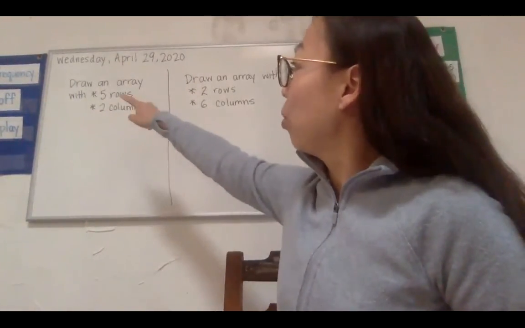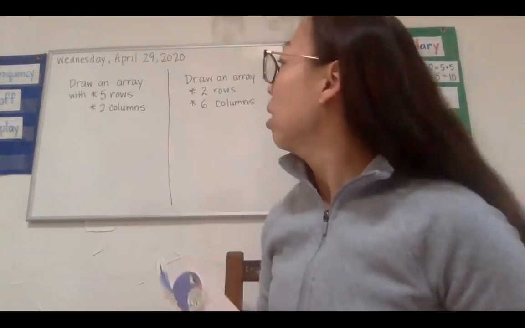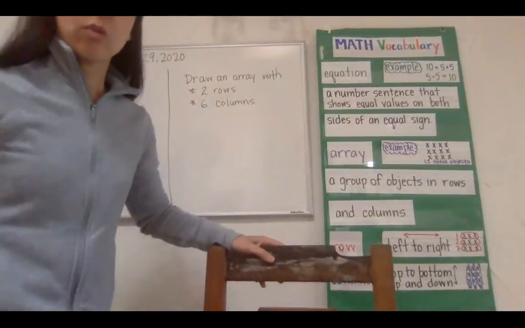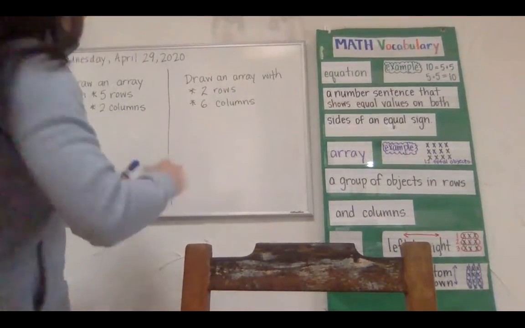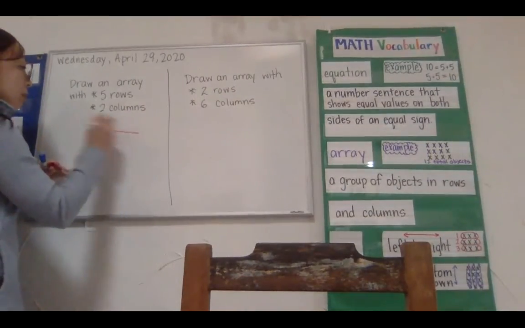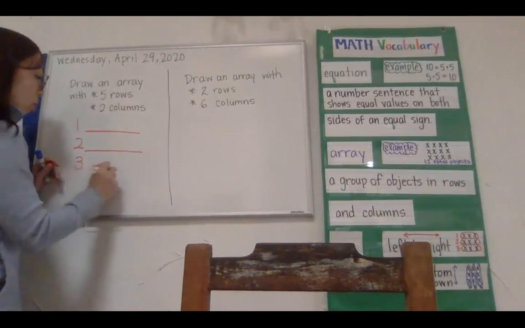I'm going to draw an array with 3 rows and 2 columns. Remember, rows go across, and remember, columns go up and down. So if I want to draw 3 rows, my rows are going to go across. Remember, they go across. So I'm going to do 1, 2, 3 rows.